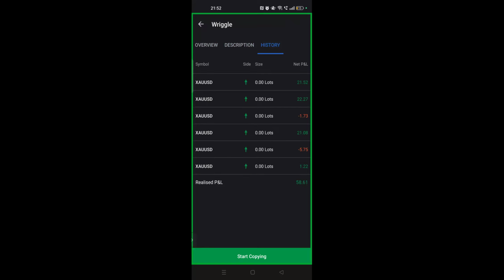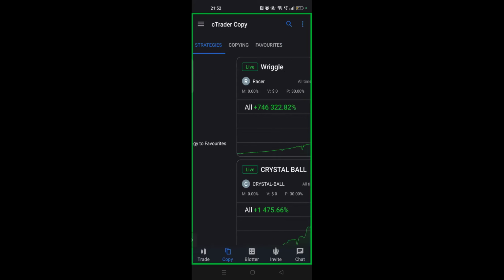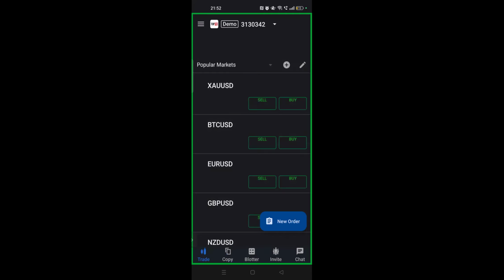So today is the third, he made $21, $22, and lost $1.73, made $21 and lost $5.75, made $1. And so far he's making a net profit of $58.61. So if you like the person's trading style, you will say, okay, I like him, I want to copy him. Then please go to overview, and you check his minimum requirements and the rest.